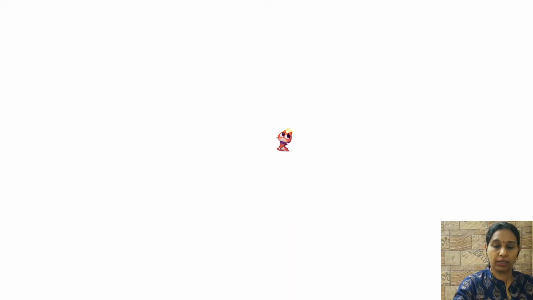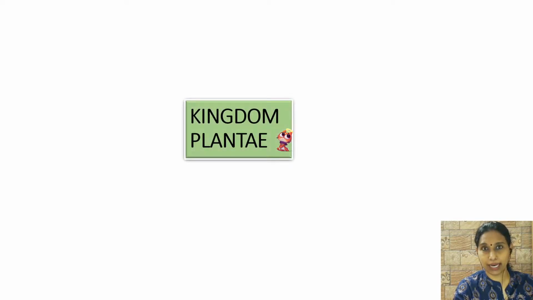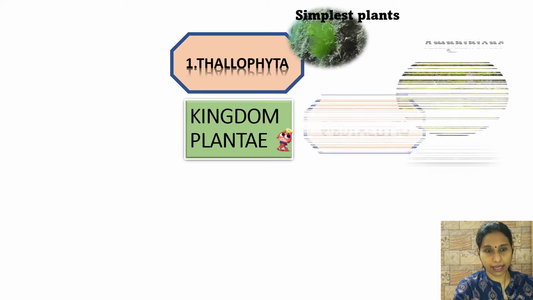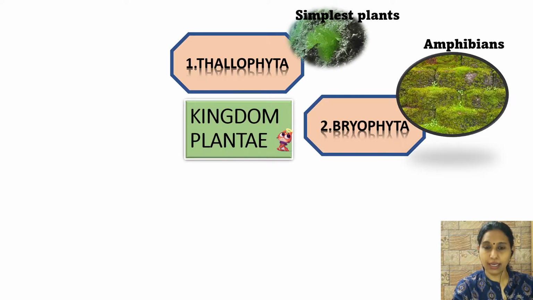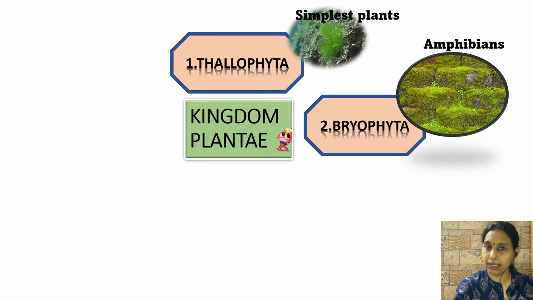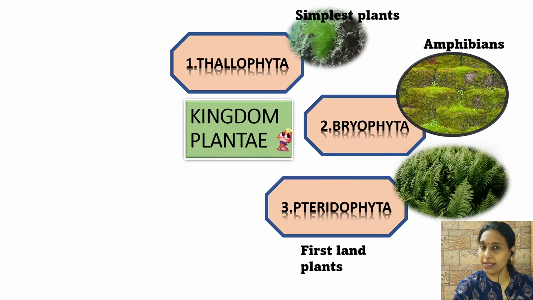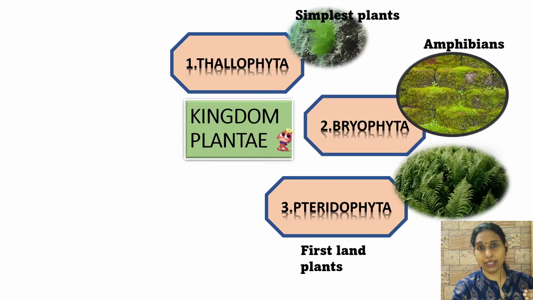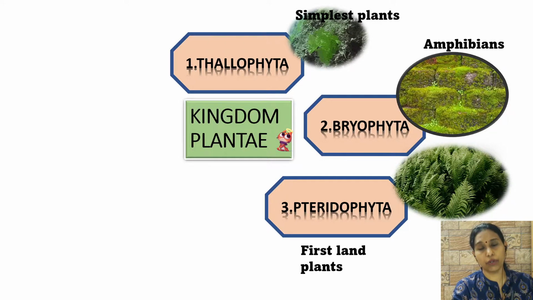So if you recall, kingdom Plantae had the first division as Thallophyta, which is the simplest plants of the plant kingdom, Bryophyta, which was called the amphibians of the plant kingdom because they are found in moist areas, and Pteridophytes, the first land plants. All these three divisions come under cryptogames because they have hidden reproductive organs.